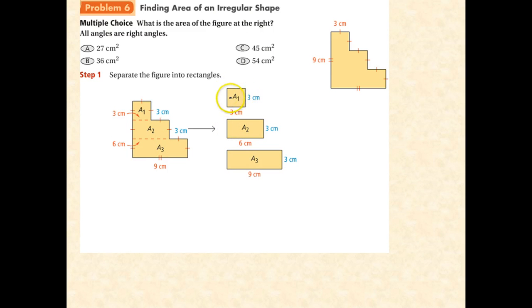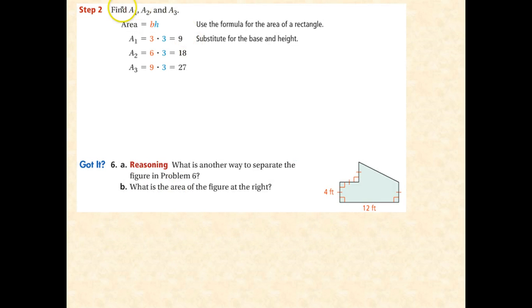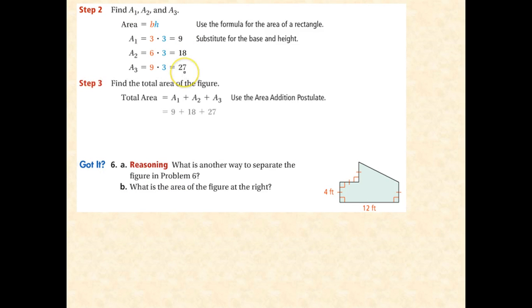The area of region 1, 3 times 3 is 9 square centimeters. The area of region 2 is 3 times 6, 18 square centimeters. And the area of region 3 would be 3 times 9, 27 square centimeters. Okay, there's all that. And then we need to add them all together to find the total area. So the total area is 54 square centimeters.